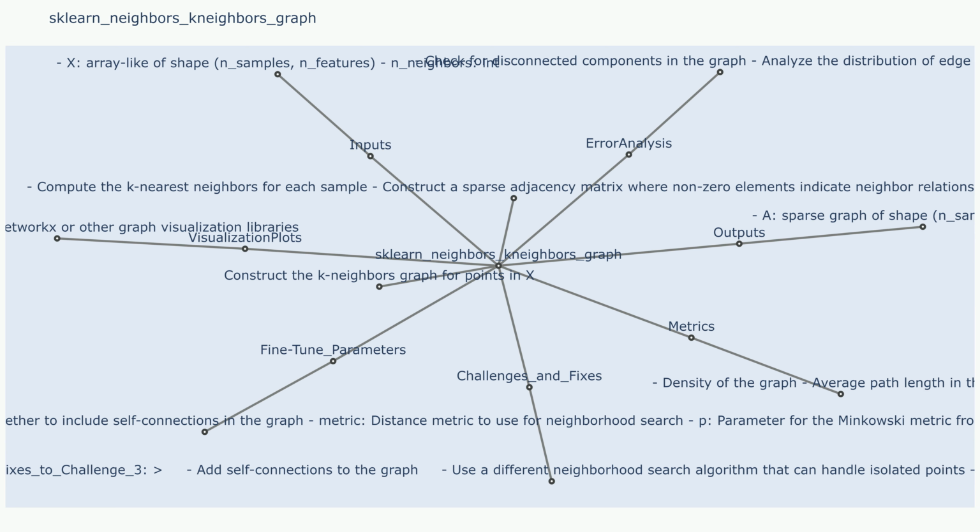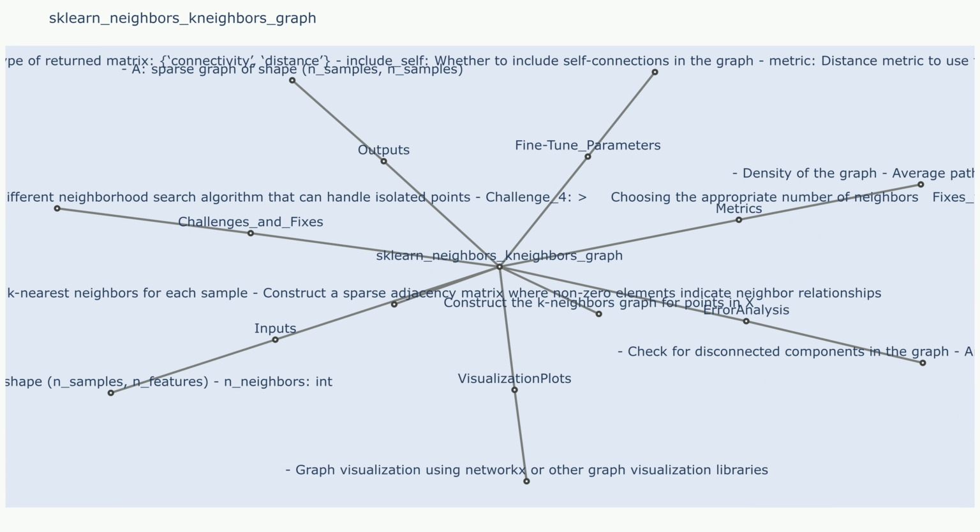This function utilizes various distance metrics to determine the nearest neighbors, allowing for flexible graph construction based on the dataset's characteristics. Inputs: X. This input represents the dataset for which the k-neighbors graph is to be constructed. It is a 2D array of shape n_samples, n_features, where each row represents a data point and each column represents a feature.